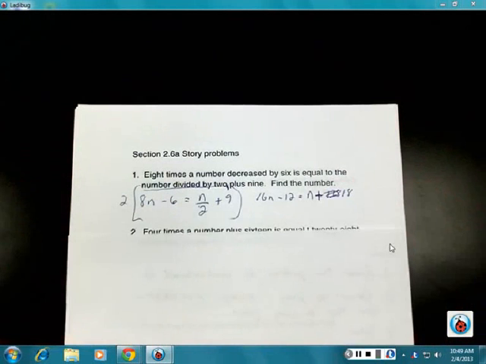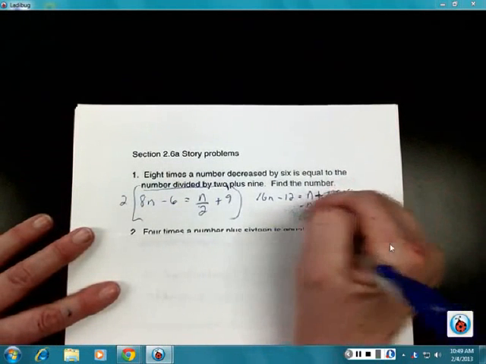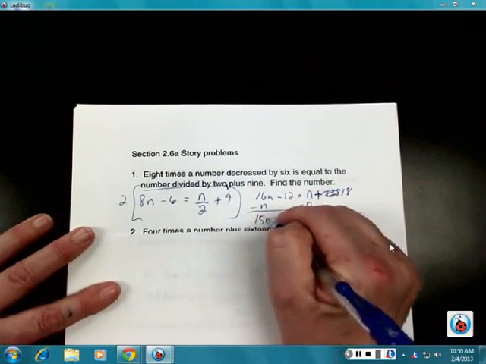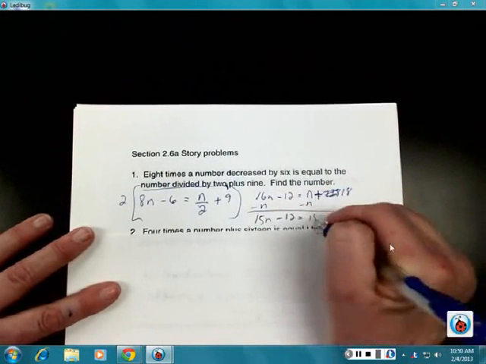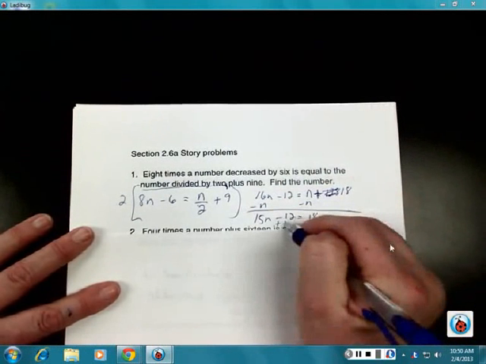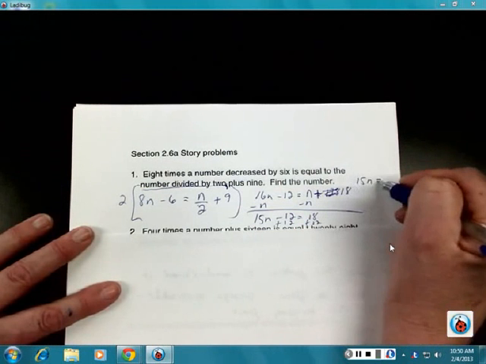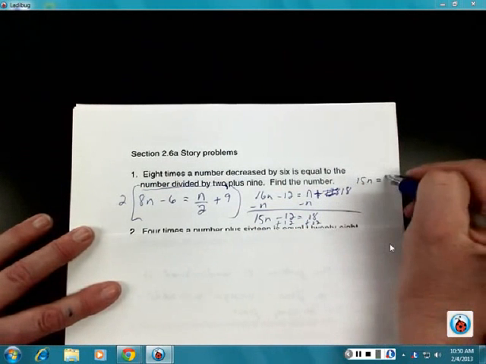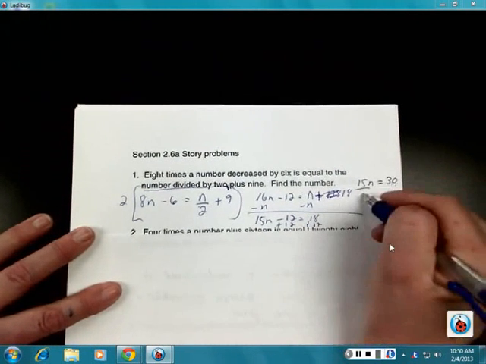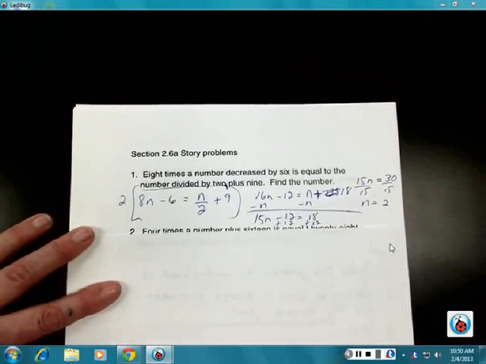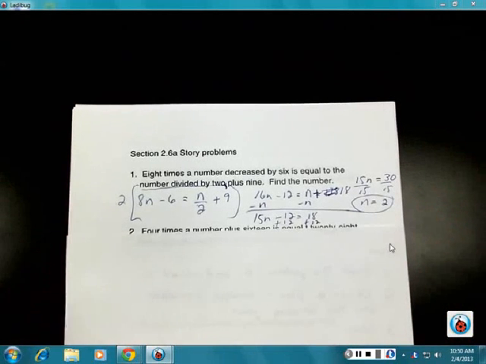Okay, get my n's together. Minus n, so that gives me 15n minus 12 is equal to 18. Plus 12. So now I have 15n is equal to 30. Divide by 15, and I find n is equal to 2. And that's my answer. So n equals 2. We okay? Got it. Good deal.